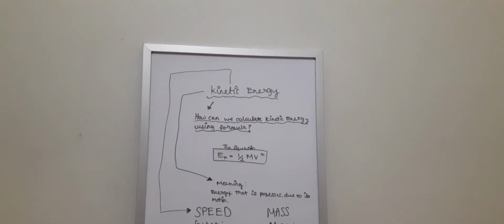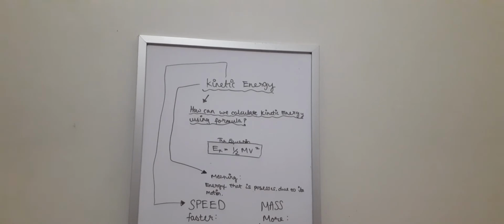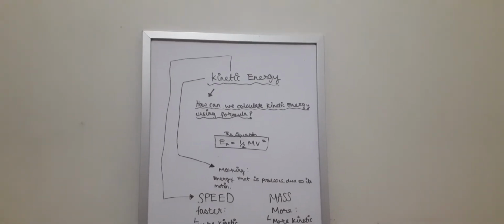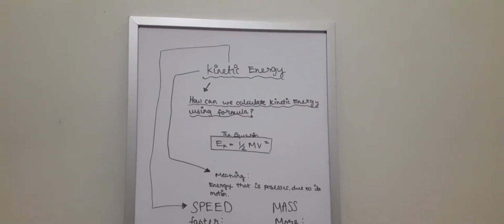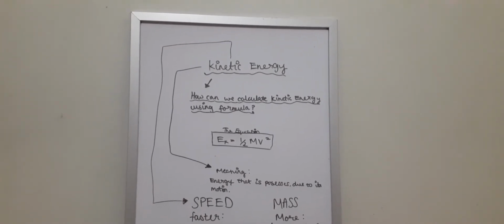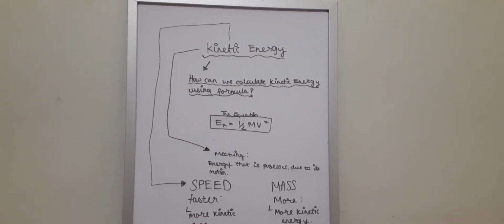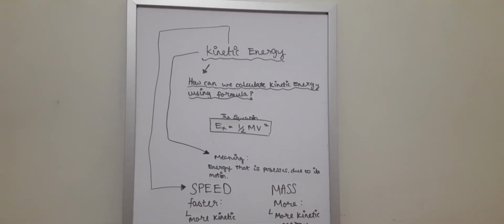Now let's look at kinetic energy. How can we calculate kinetic energy using a formula? Let's see the formula. EK is equal to half mv squared. Now let's look at the meaning of kinetic energy. Meaning, energy that it possesses due to its motion.